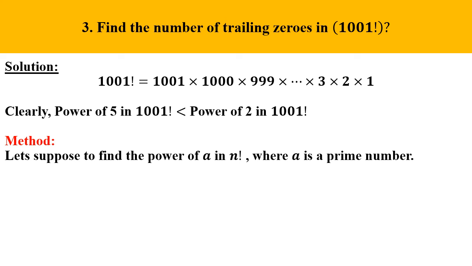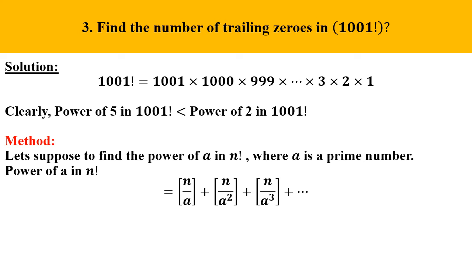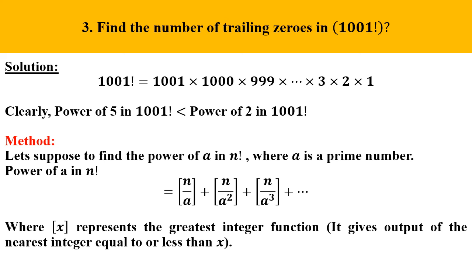So we are using one simple method here. Let's suppose we want to find the power of a in n factorial, where a is a prime number. The power of a in n factorial is equal to this. The square bracket means the greatest integer function. It gives output of the nearest integer equal to or less than x. So if it is 2.6, then it gives 2. If it is 3.4 something, it gives 3 only. So the greatest integer function of n divided by a plus n divided by a square plus n divided by a cube plus etc.